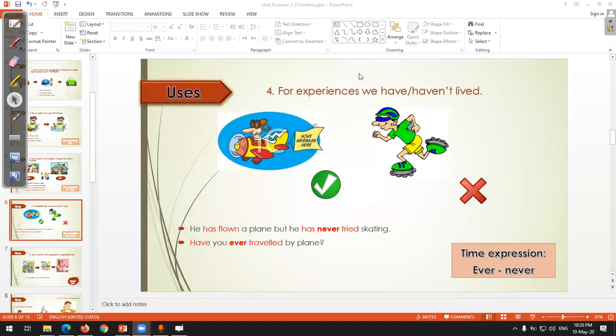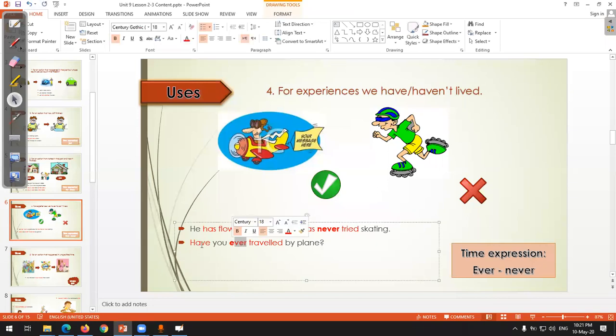Okay, we use it to ask in the present perfect. We can use ever. Have you ever traveled by a plane? Have you ever played with PlayStation? Have you ever went to school? Have you ever drank tea, etc.? Okay. So we use ever in the question form. We use never in the negative form.